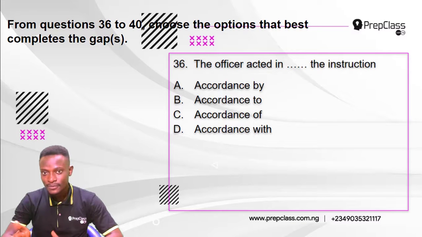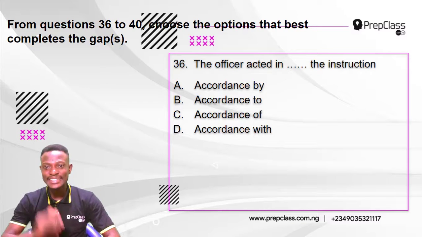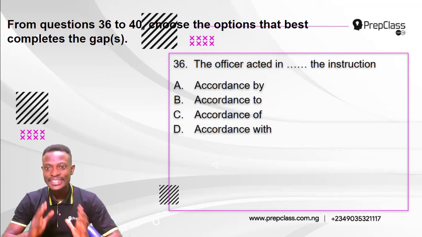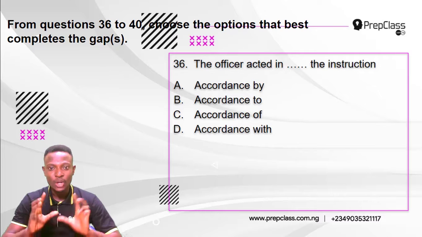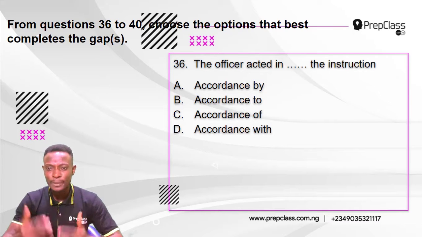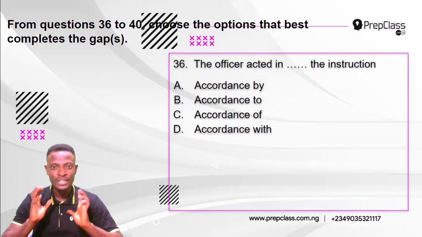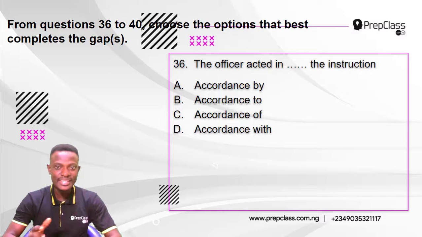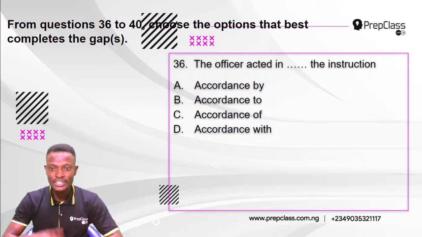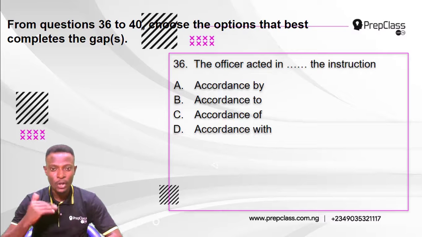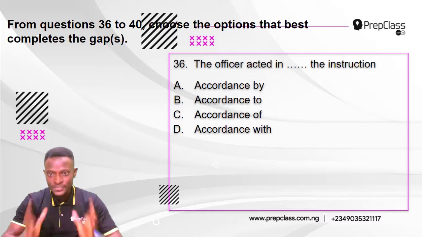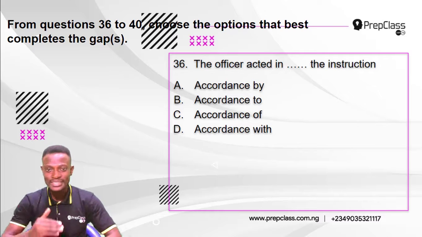Question 36 reads: the officer acted in dash the instruction. A. The officer acted in accordance by the instruction. B. The officer acted in accordance to the instruction. C. The officer acted in accordance of the instruction. D. The officer acted in accordance with the instruction. So which of these options is the best to complete this gap?